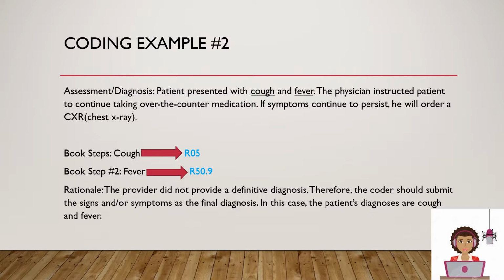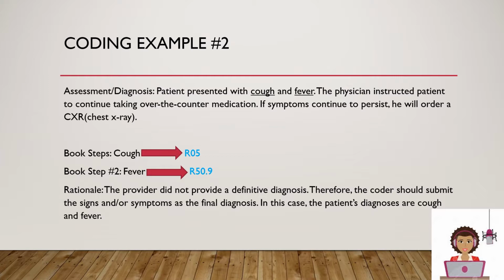So in coding example number 2, our assessment and diagnosis, the patient presented with cough and fever. The physician instructed the patient to continue taking over-the-counter medication. He also stated that if the symptoms continue to persist, he will then order a chest x-ray. So our first step is determining the diagnosis for this encounter. Seeing that the physician did not provide a definitive diagnosis, the guidelines tell us to revert back to the signs and symptoms or the reason that allowed the patient to present for the encounter.